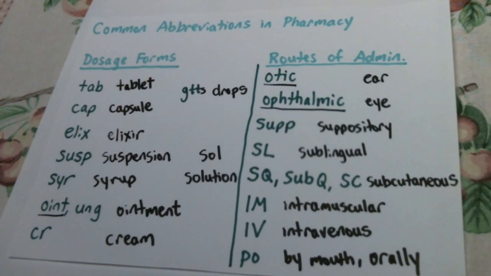This video will take a look at some of the common abbreviations that you will find in pharmacy practice. Some of these abbreviations will be found on prescriptions in the community setting, and some of these abbreviations will be found on medication orders in hospitals.